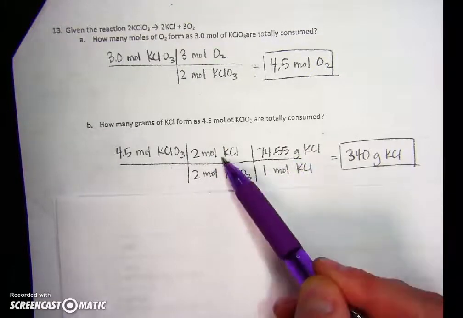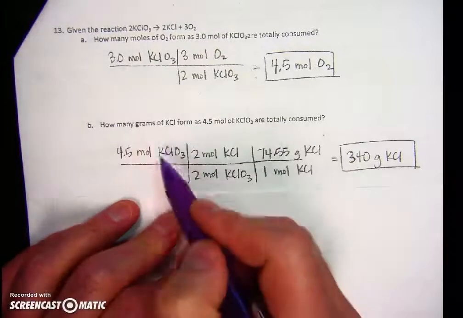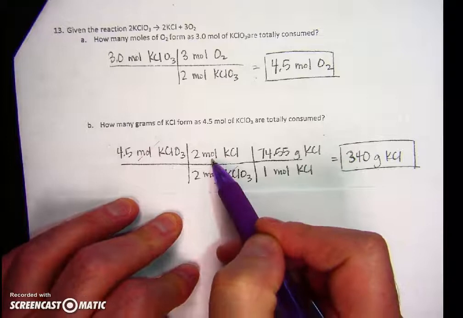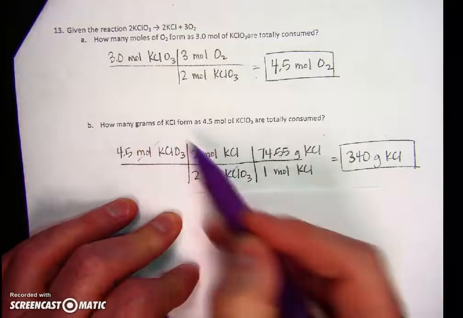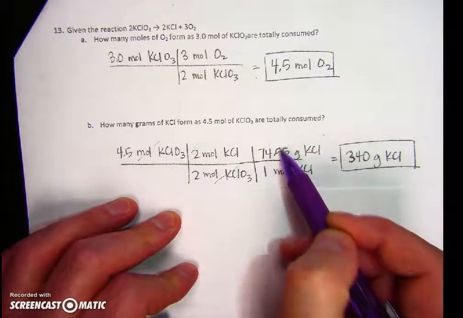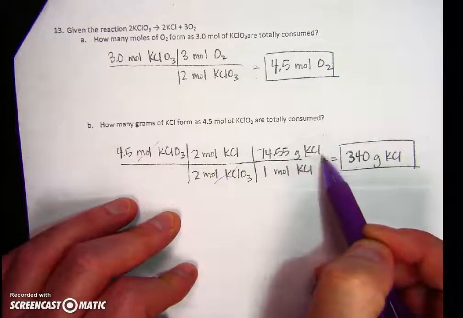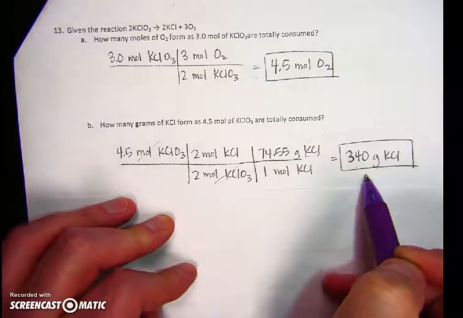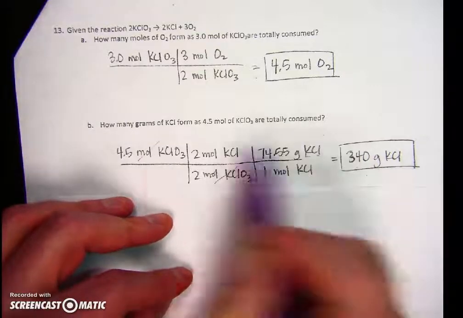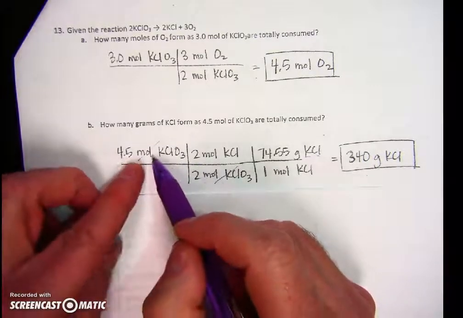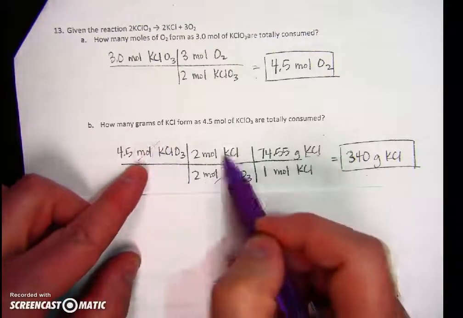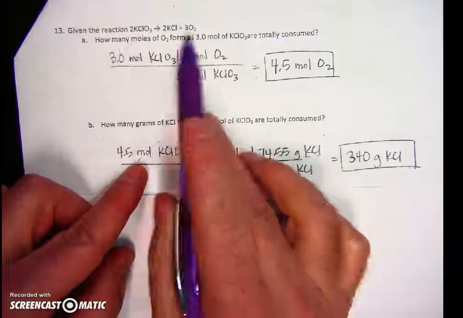Finally, once you've converted to moles of KCl, moles cancel, you are not finished because you need grams of KCl. Using the molar mass of KCl, where you add up the mass of K and Cl, you get 340 grams of potassium chloride. Remember, when you're doing mole conversions, you need to be first in moles before you can use the mole ratio in a balanced reaction.